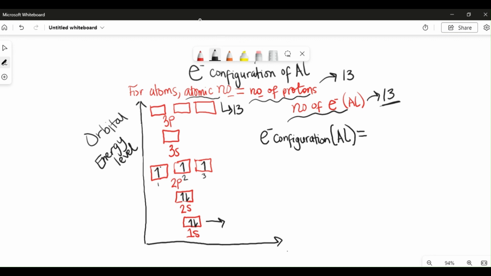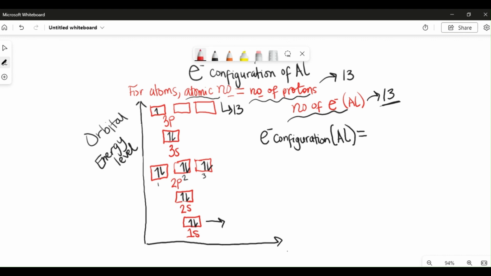So you have 8, you've got 9, you've got 10. Now we filled up 10, but we have 13, so we have to keep on filling. So you have 11, you've got 12, and then you've got 13. And we filled up all 13 of the electrons.